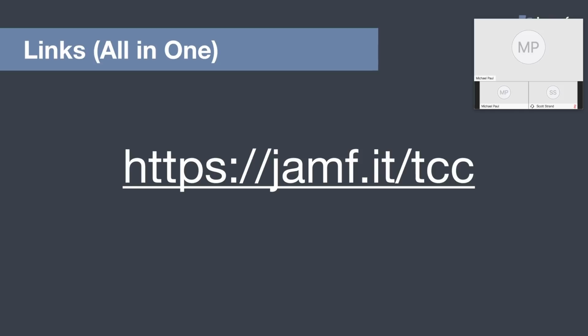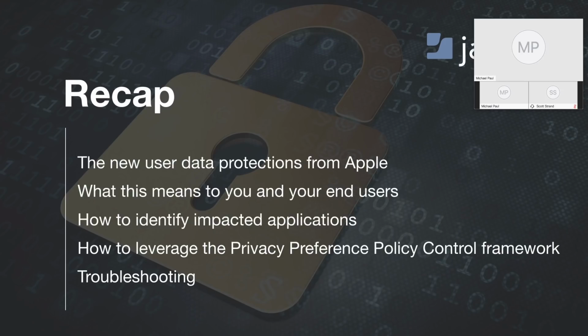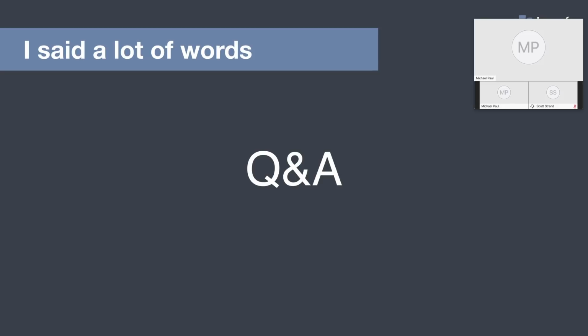So to recap what we went over: new user data protections from Apple, what this means to you and your end users, how to identify the impacted applications, how to leverage the Privacy Preferences Policy Control framework, and troubleshooting. Now, I said a lot of words. So here we're going to try to go through and answer some questions.